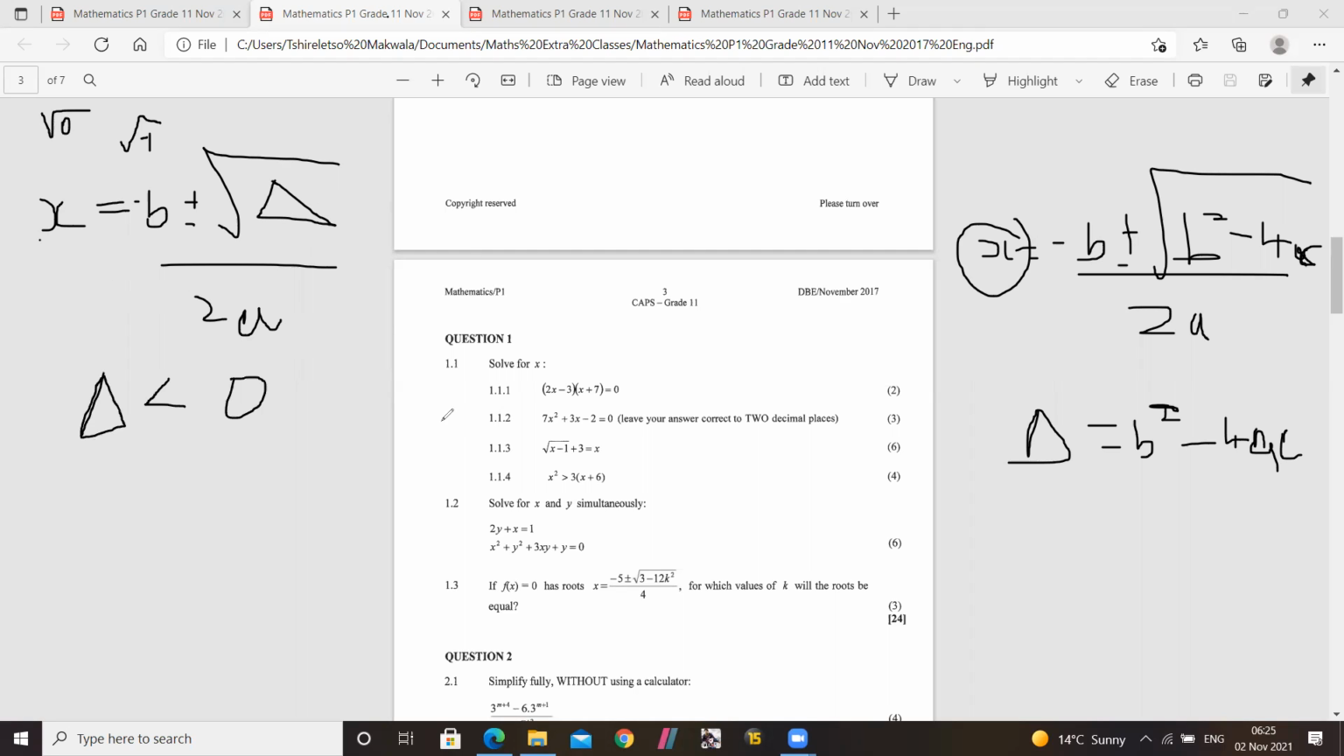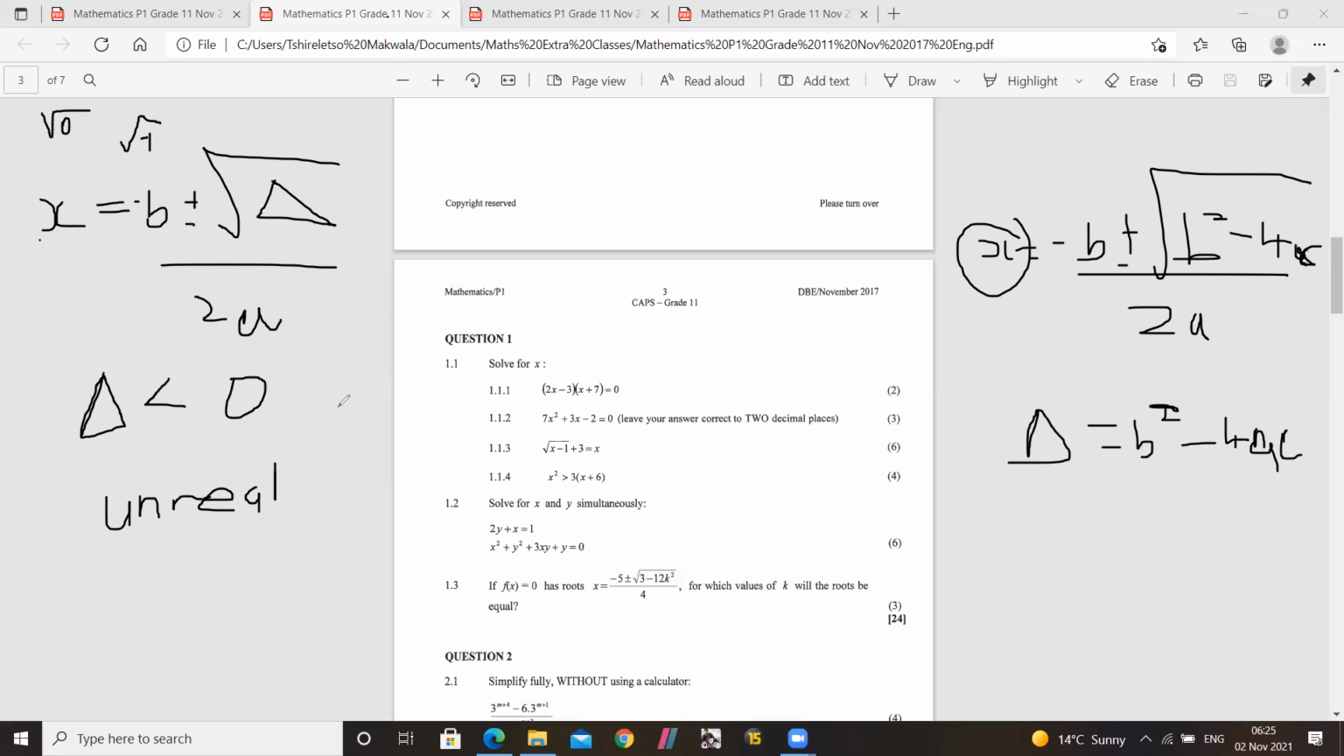So what does that mean? It means that if delta is negative, they are unreal roots. Unreal roots. Why? Because they do not exist. You can't get a number for it. That's why they say they are unreal. Even if you add an unreal number to a real number, it's an unreal number. So when delta is less than 0, it will offer non-real roots.